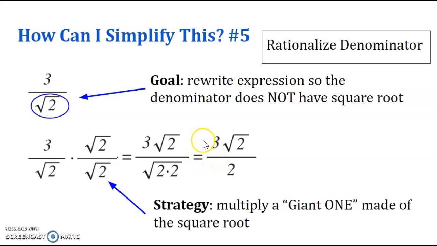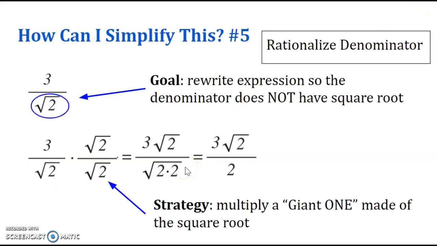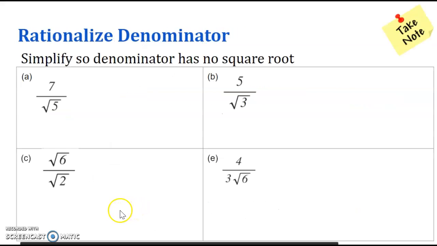Okay? So you do need to take notes here. Can you take a quick note here? And then you are going to do the problems. Okay, so we're going to try to do these problems together. So what are we going to multiply to this?